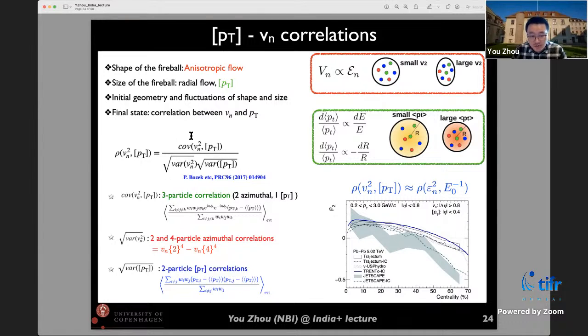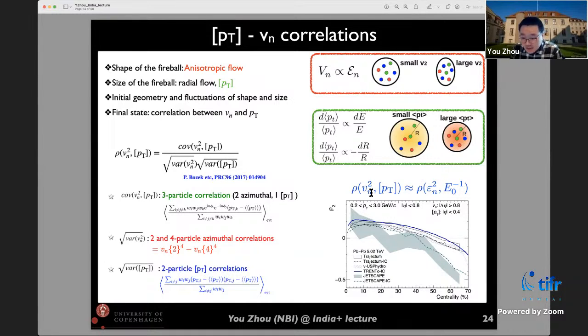If you construct the correlator in such a way, it is very similar to the Pearson correlation coefficient. It is defined such that the covariance is a three-particle correlation, with two particles for the azimuthal angle correlation and one particle for mean pT. And for the denominator, you have the flow fluctuation, sigma vn, and also the fluctuation of mean pT. And we consider that vn is proportional to epsilon n, right? So the final state vn is proportional to the initial state eccentricity. And mean pT is proportional to 1 over E, 1 over the energy density.